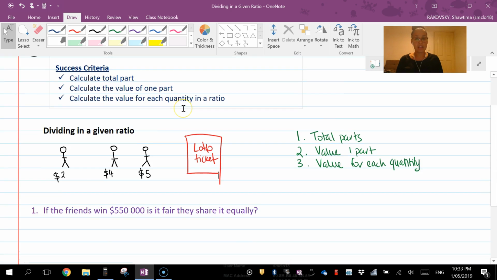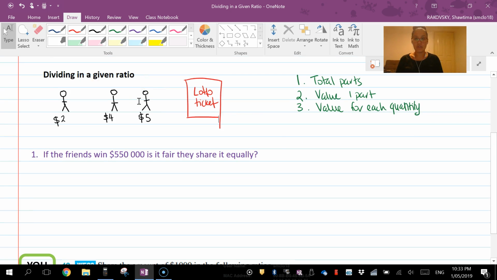In order to be successful, you're going to follow these three steps in your algorithm or your way to divide. First of all, you need to find the total parts. The second is you need to calculate the value of one part. And the third thing is the value for each quantity within the ratio. Those are the three things in the method, and then we've got a way to check that as well.